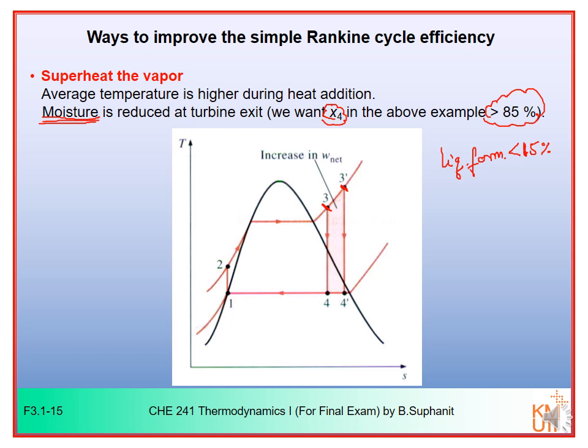So you can see that here you have an increase in the area, which is the pink area here. Increase in the area means increase in W net. So this is a simple way that you can increase or improve the cycle efficiency by increasing the temperature of the superheated vapor.